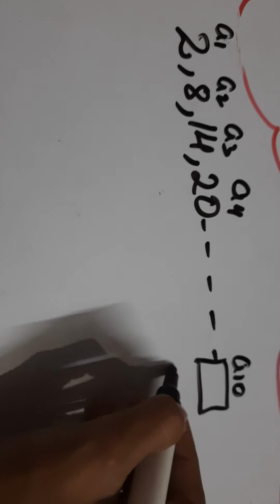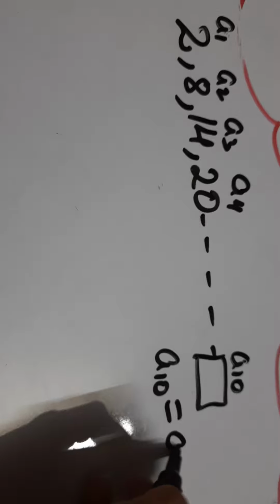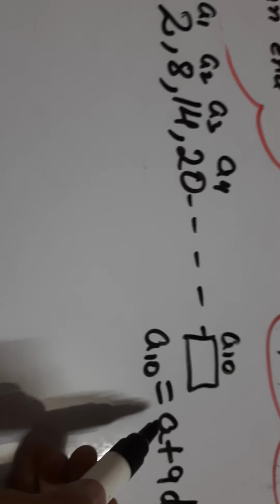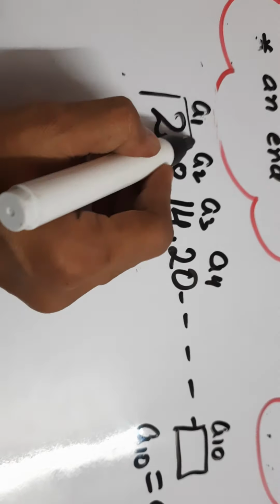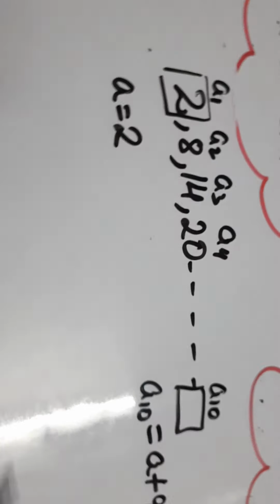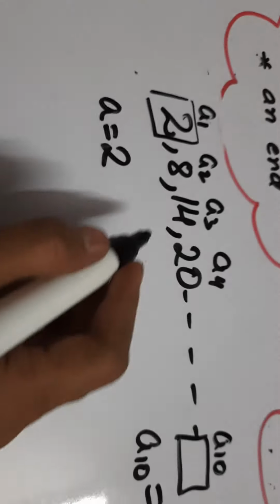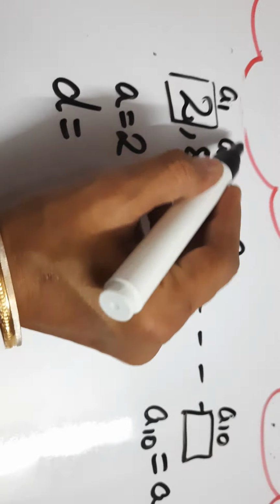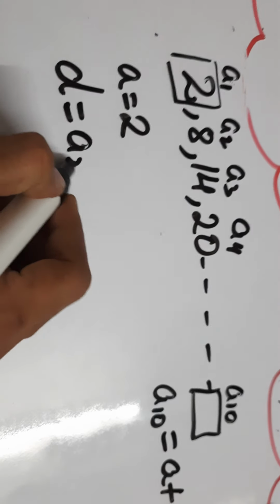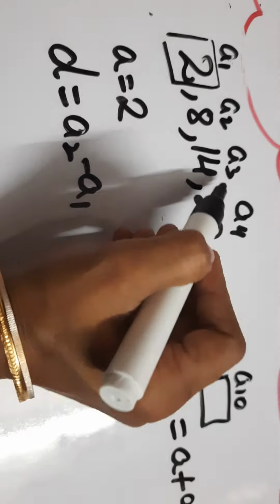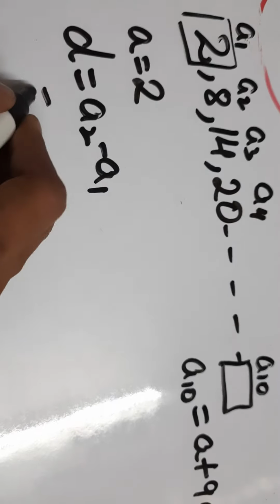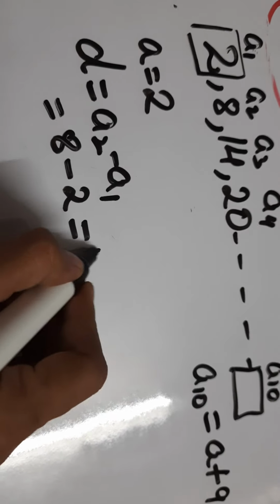So what is that formula? A10 is equal to a plus 10 minus 1, that is 9d. So to get the 10th term, we must have a and d. a is the first term, so a is equal to 2. And d is the common difference, so let us find the common difference. a2 minus a1, that means subtract the previous term from the next term. We can also write a3 minus a2, or a4 minus a3, any of them, we'll get the same difference, because this is an AP.